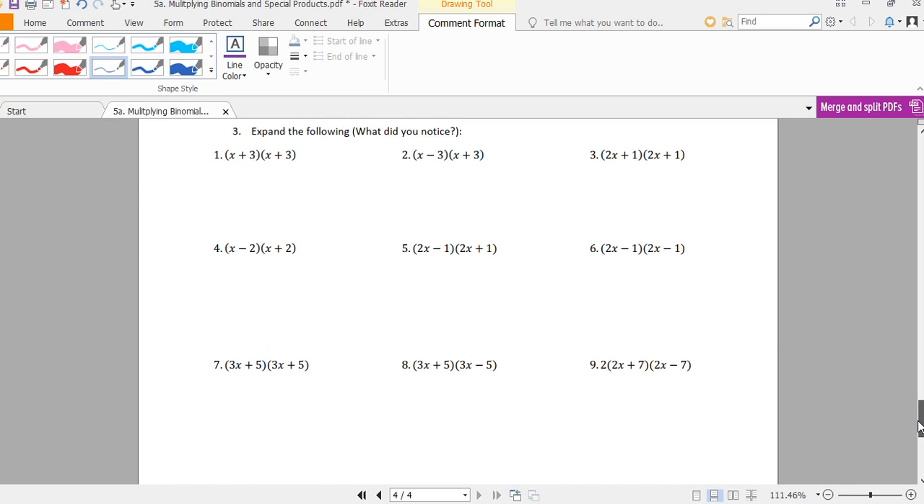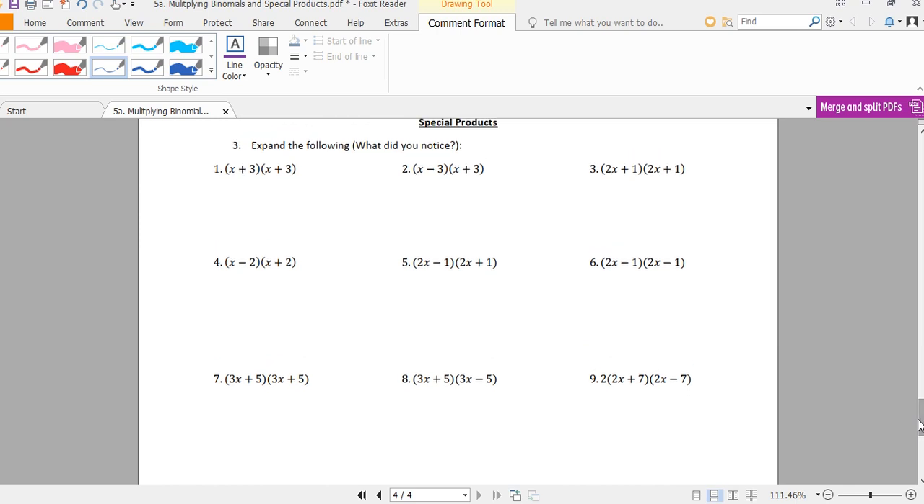Now, there are some special products. Okay? And these 9 questions are strategically chosen so that you can maybe see a pattern. Okay? Now, I'm not a big fan of memorizing. Okay? It is helpful down the road to know these, but if you simply know everything prior to this page, how to expand, you're okay. So why am I saying that? Well, let's take a look at 1 and 2 for a second.